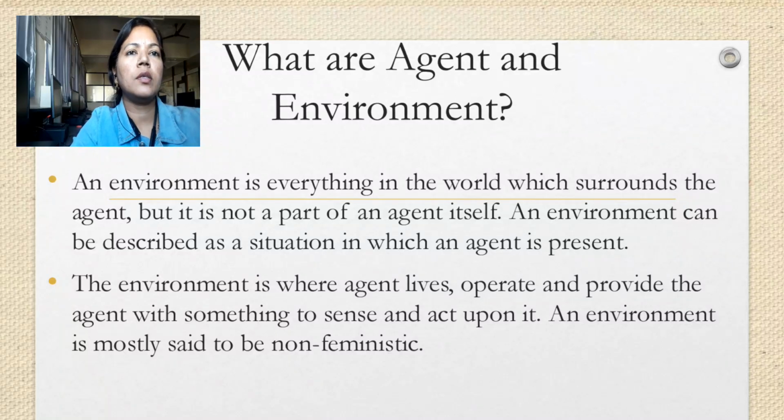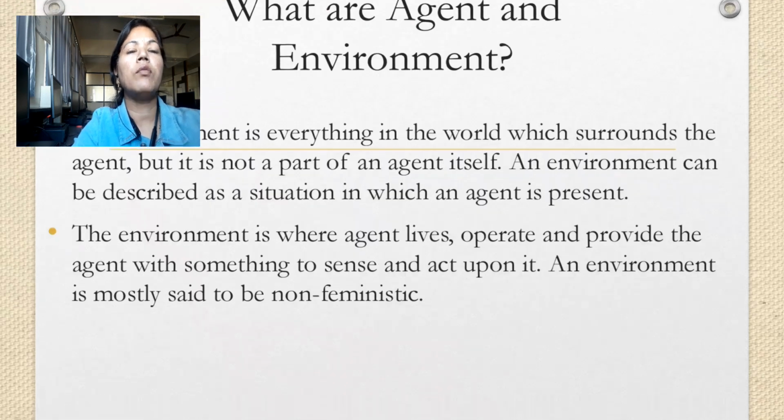In this topic, we'll see what are agents and environments. An environment is everything in the world which surrounds the agent, but it is not a part of the agent itself. An environment can be described as a situation in which the agent is present. The environment is where the agent lives, operates, and provides the agent with something to sense and act upon.